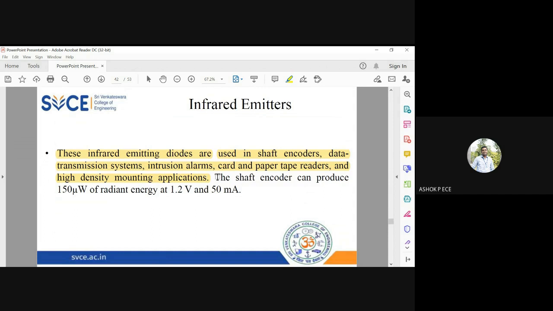So this LED can produce, see here, 150 microwatt of energy at 1.2 volt and 50 milliamperes of current. So why this infrared emitter is given a special topic is because we have several applications of infrared emitting diodes. Okay, so in shaft encoder, data transmission systems, intrusion alarms, card and paper tape readers, and other high density mounting applications.